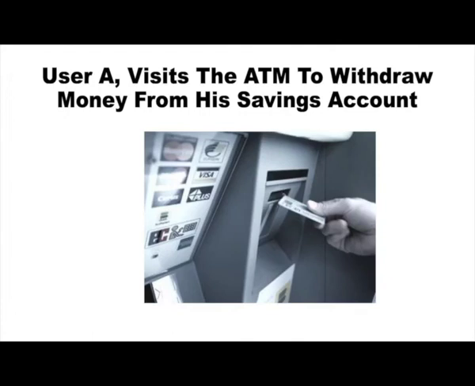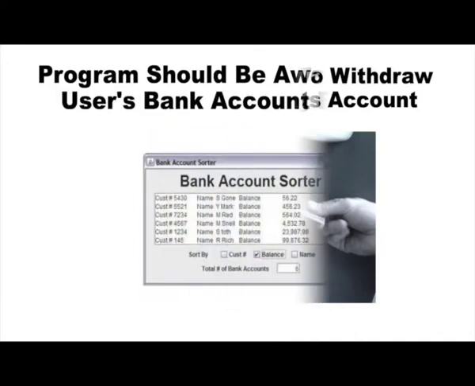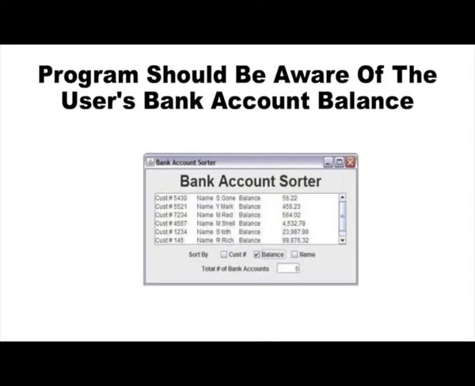Well, till now we discussed various types of conditional statements. Now, let us take a real life example. Let us say in a savings bank account, a user A has rupees 10,000. The user A visits the ATM to withdraw money from his savings account. Now, the program which handles the ATM transactions should be able to perform in every situation, like the program should be aware of the user's bank account balance and should not allow the user to withdraw more money than the available balance in his account.